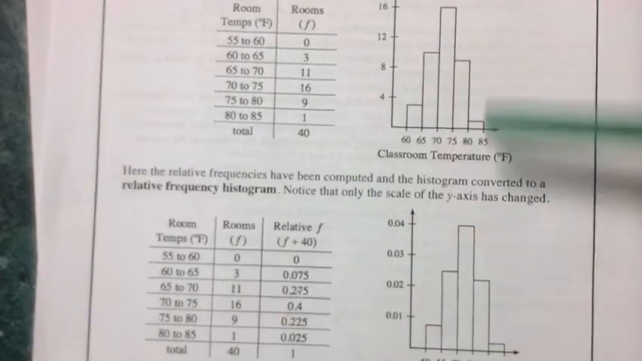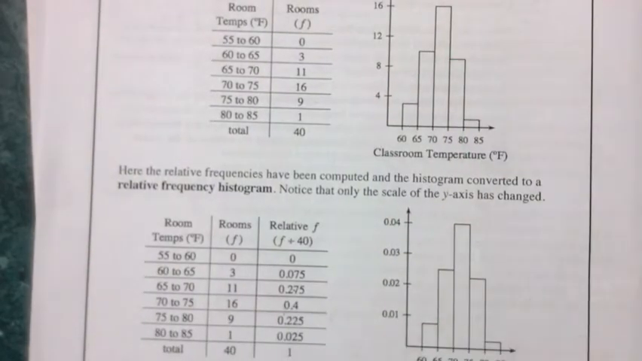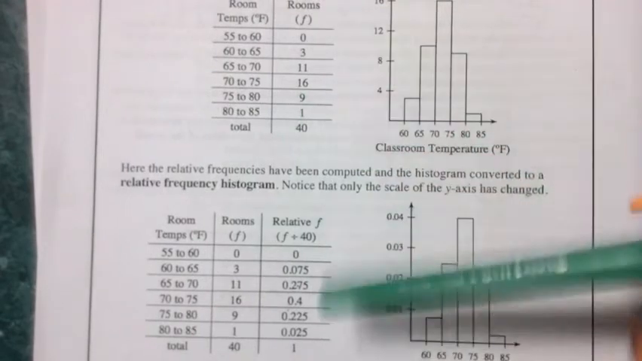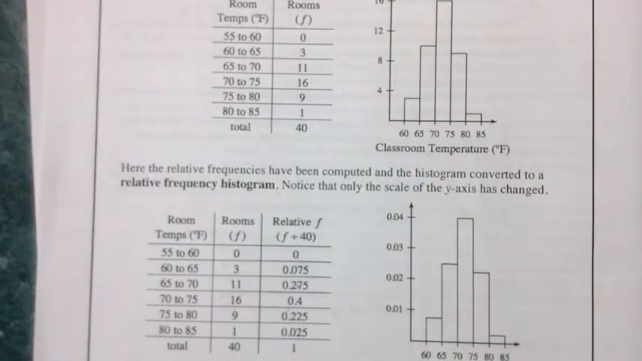So your histogram still looks the same because it's basically the same percentages. It's just the same data but in percents or decimals.